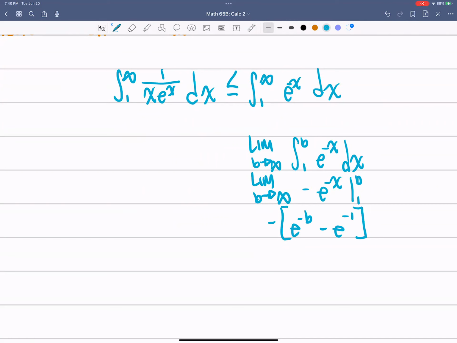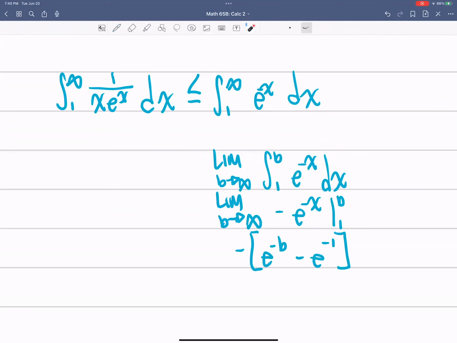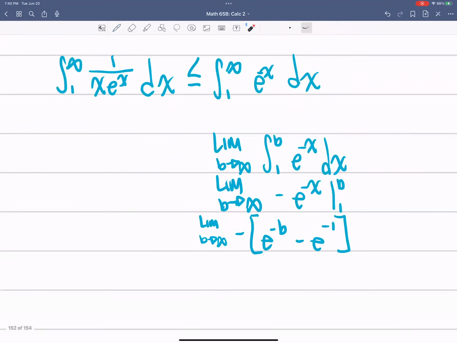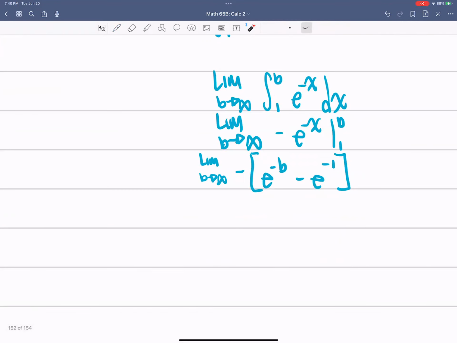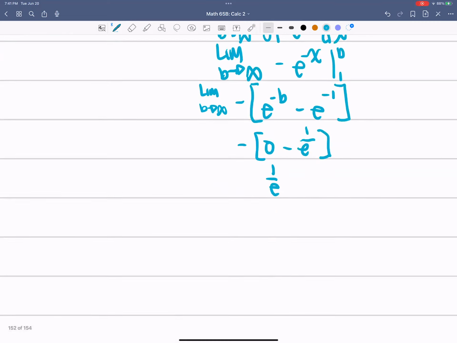So e to the negative b, and let's throw the limit part here. Limit as b approaches positive infinity. Doesn't matter if it's positive infinity or negative infinity. This ends up being 1 over e to the b, or 1 over e to infinity, or 1 over infinity, which just goes to 0. So we have negative 0 minus e to the negative 1, or 1 over e. So this converges to e to the negative 1.